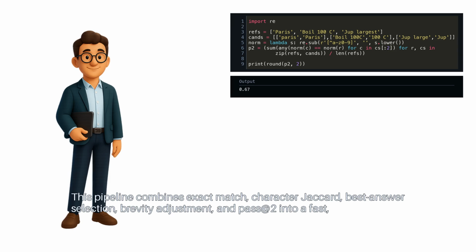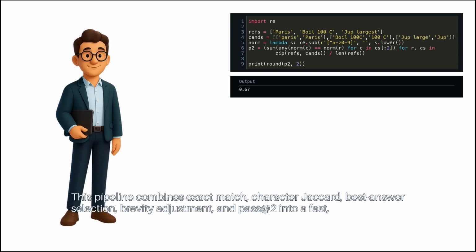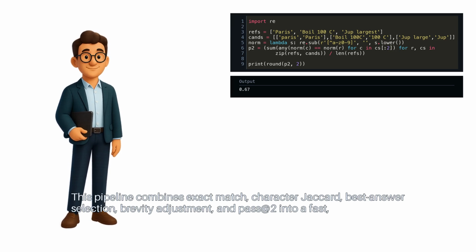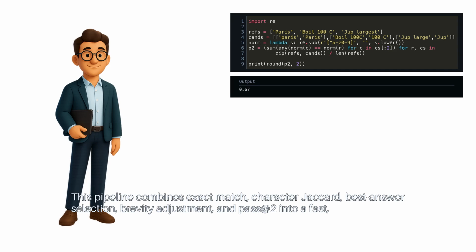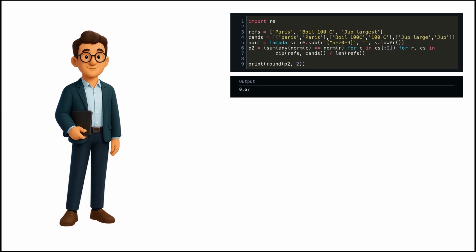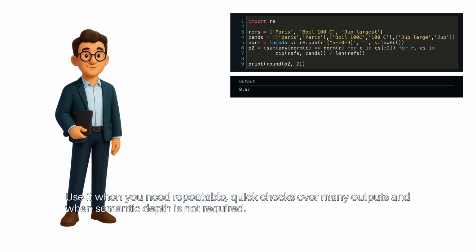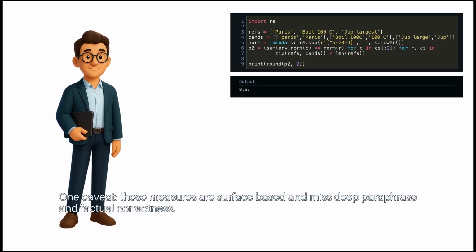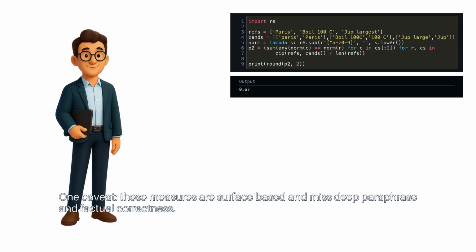Recap. This pipeline combines exact match, character Jaccard, best answer selection, brevity adjustment, and pass at 2 into a fast, interpretable evaluator. Use it when you need repeatable, quick checks over many outputs and when semantic depth is not required. One caveat: these measures are surface-based and miss deep paraphrase and factual correctness.